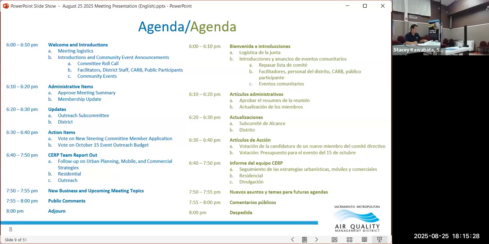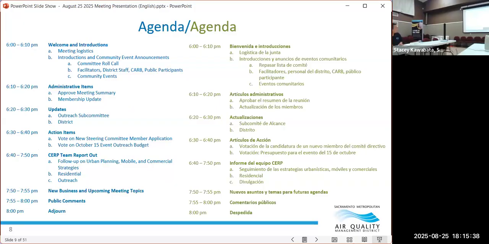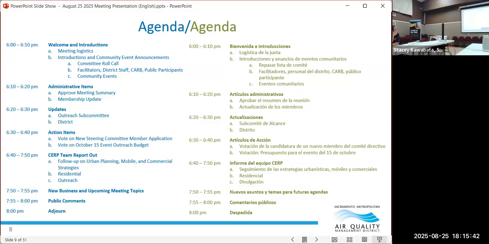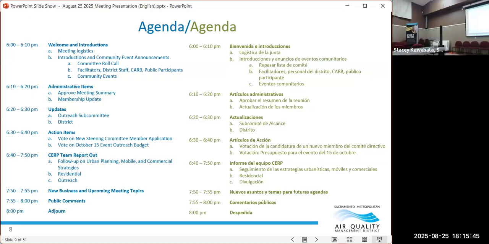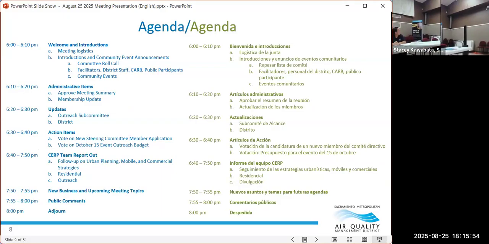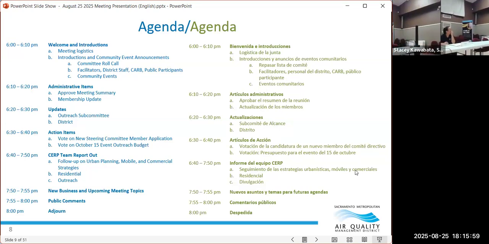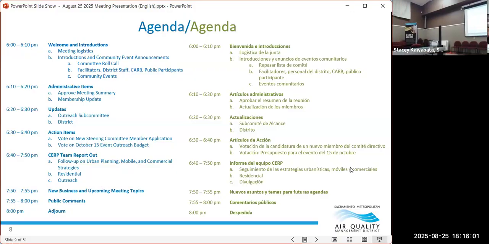On our agenda today, we're going over our normal flow with our administrative items and updates. We do have some action items today, so we will be voting. We do have quorum, and we'll go over that once we do the roll call. We will be doing a continuation of our SERP team report out from last time. We'll hear some follow-up, and then we'll talk about residential and outreach. We'll close out with new business, upcoming meeting topics, and public comments. So if you're here from the public and you have a comment, we will be doing those right at the end.